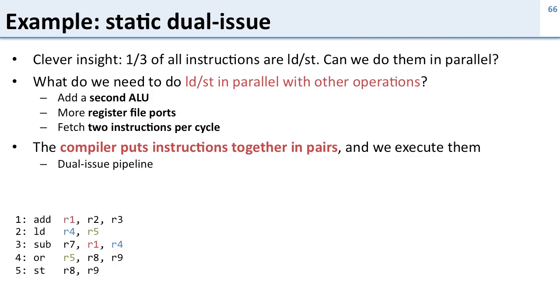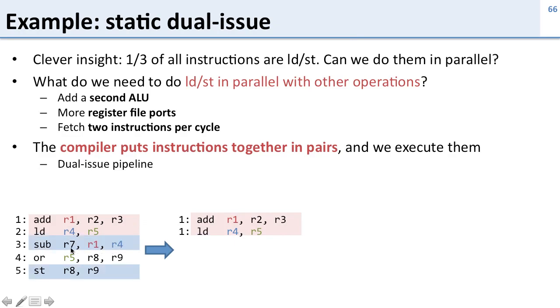So here's the code that we had before, and what's the compiler going to do? Well, the first 2 instructions, that's a load store, down here, number 2, and another instruction, so those can just be put together. But for the next set of instructions, we need to find a regular instruction and a load and store.